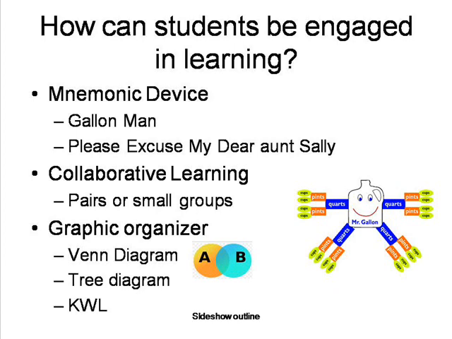Another example of a mnemonic device being used with student-centered learning would be to have students make Gallon Man, a picture of which is provided in the slide. The students would bring in appropriately sized containers and actually build the figure to be displayed in the classroom. Not only would they learn that there are 4 quarts in a gallon, but they would visually see this as well.